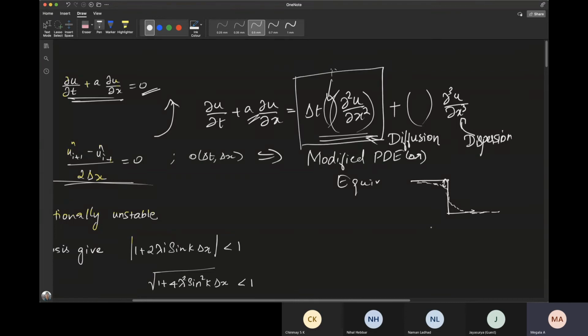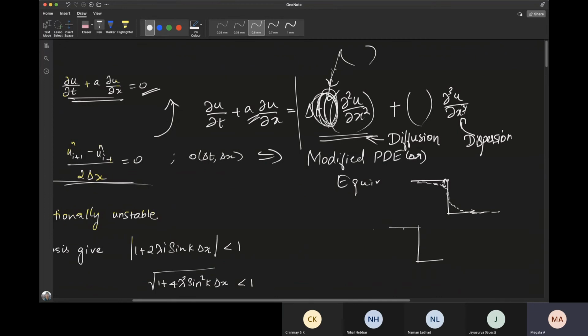And yeah, I told you there will be some coefficients here. Those coefficients will help you control the diffusion. If you adjust the coefficients to be very close to zero, then you can control your diffusion. Similarly with dispersion. Dispersion is something that will lead you to oscillations.